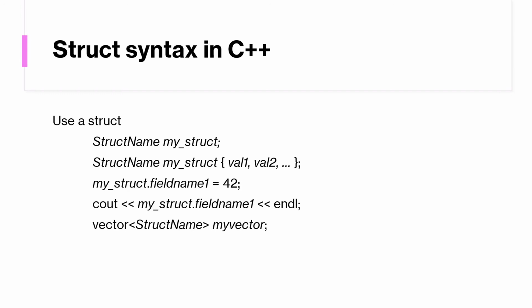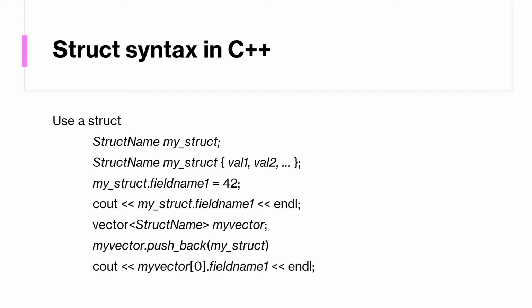You can have a vector of struct name, and then you can call myVector.push_back and just pass it a variable of type struct name, and that will work just like any other vector of any other type that we've studied. And you can access myVector.at(0) would be the first struct in your list, and then just put dot field name 1, and that gets you the first field in your struct.